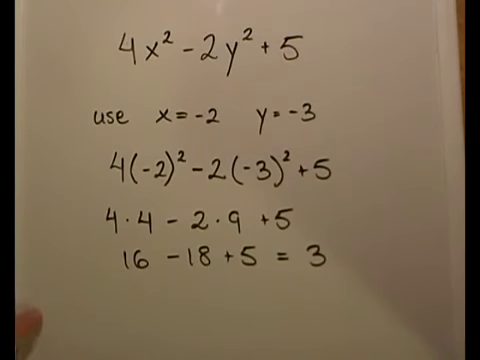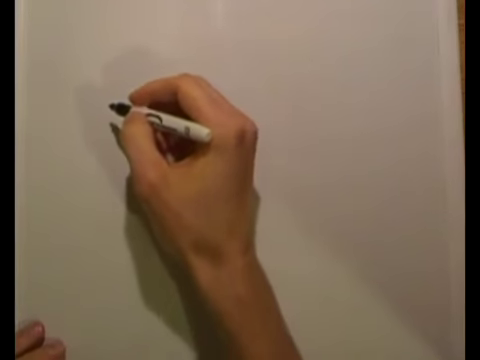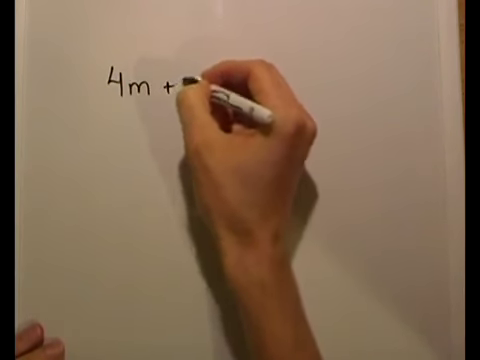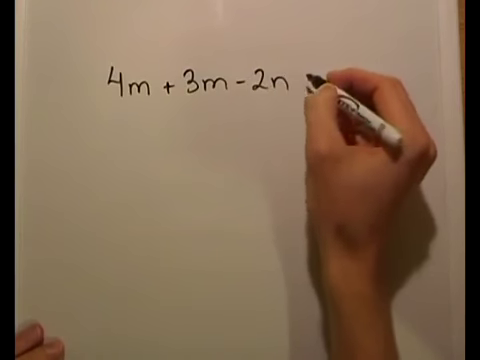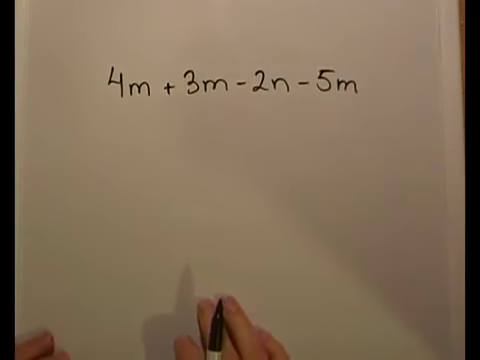So next section is combining like terms. So what does that mean, combining like terms? Well, it's a pretty straightforward process where you just combine terms that contain the same type of elements. So let's say we have 4m plus 3m minus 2n minus 5m. Okay, so pretty straightforward.